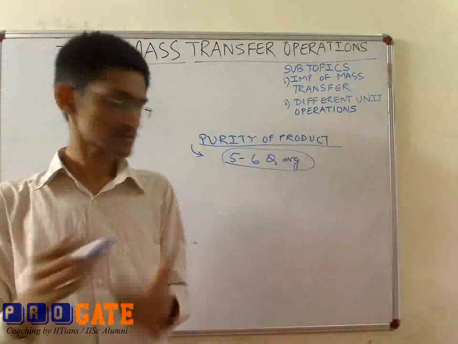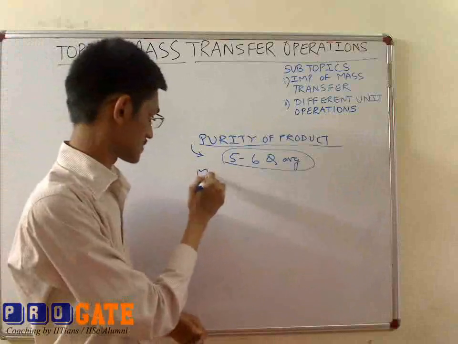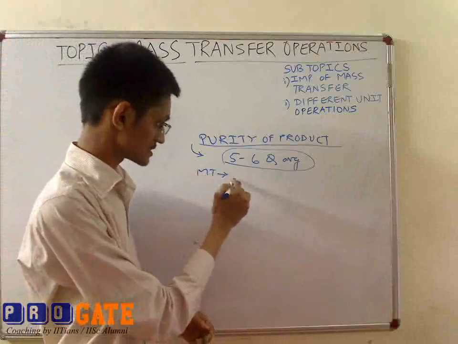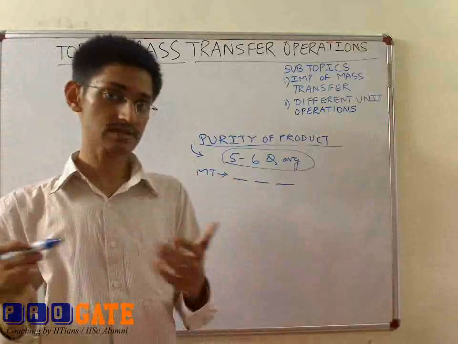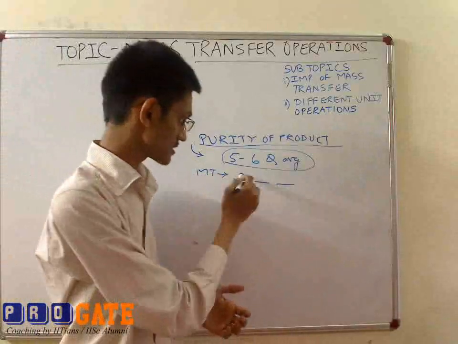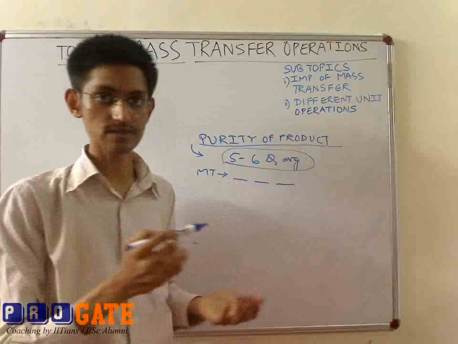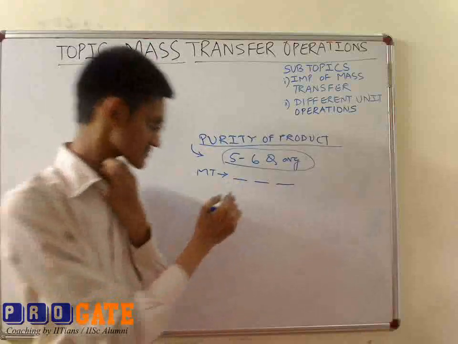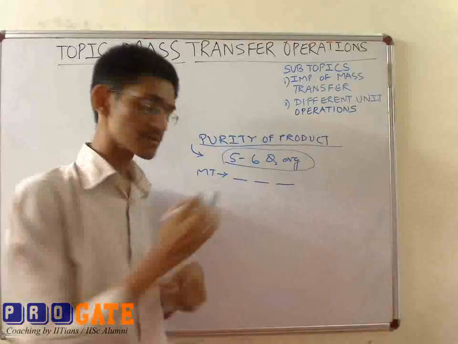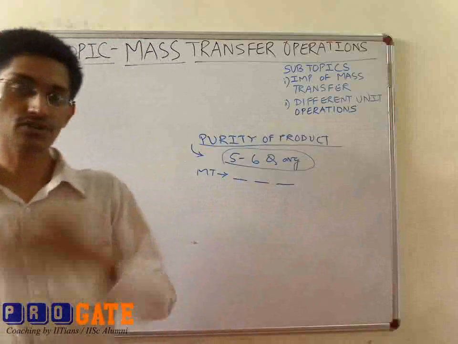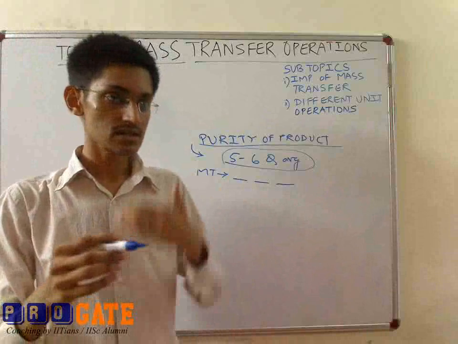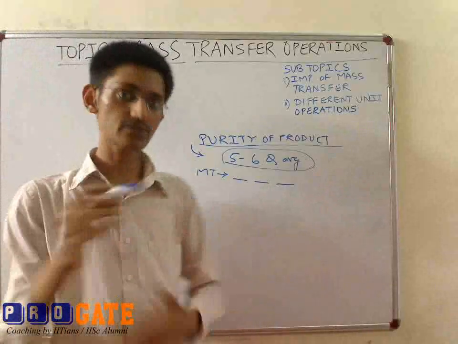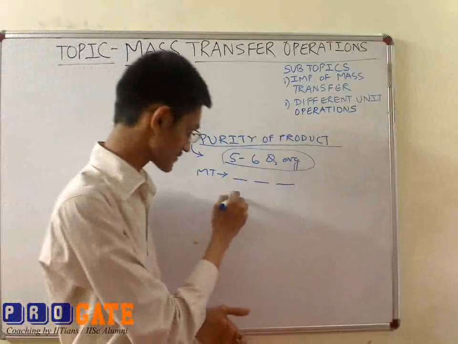So the importance of mass transfer: as we know, mass transfer is the transfer of the solute taking place between two or more phases. For any chemical process, what we have is unit operation and unit process. Unit process is where the chemical change actually takes place. So it's the reactor where the unit process occurs, that is A converting to B.